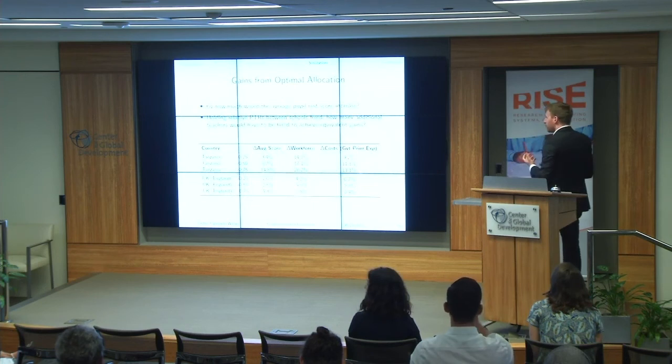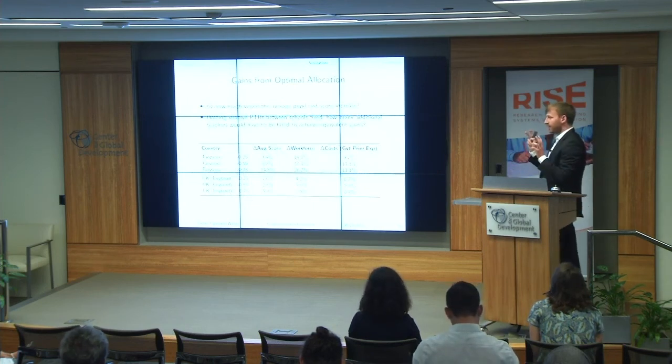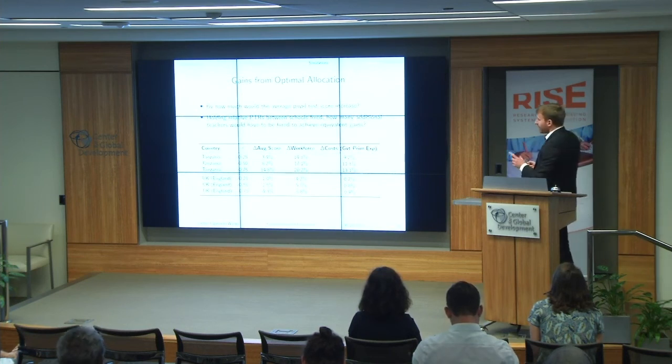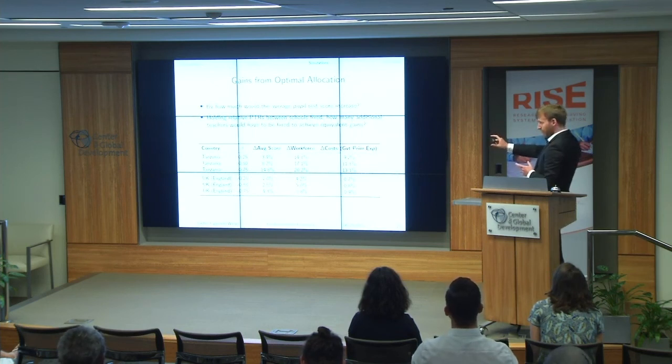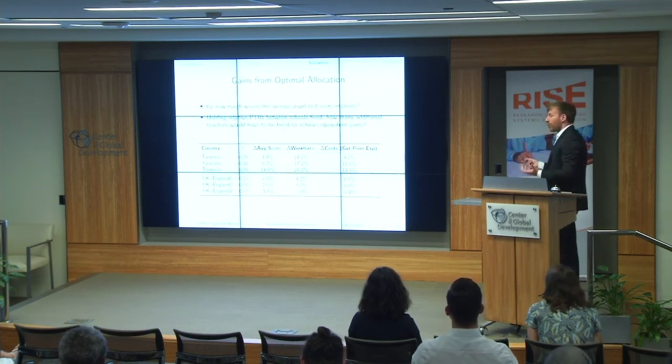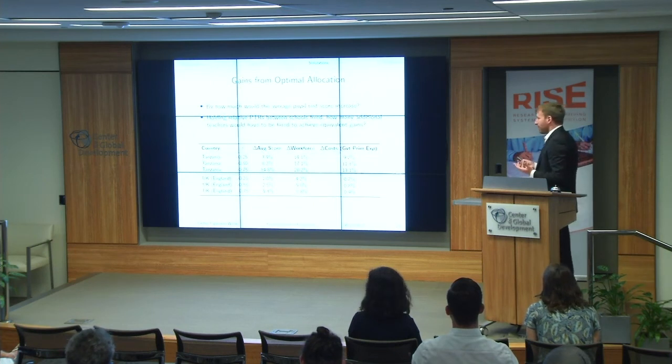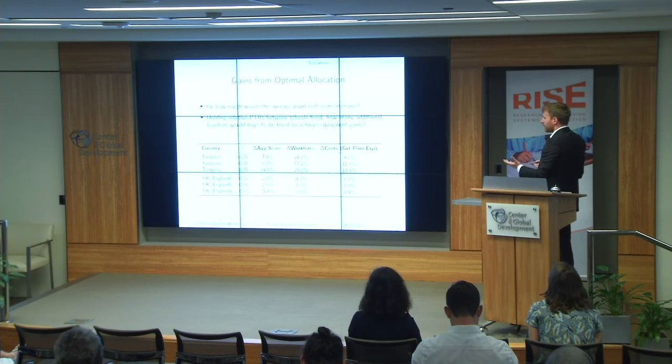So if you compute the gain in the average test score that can be reached by this reallocation, I find that this ranges between 3 and 15% in Tanzania, depending, of course, on how important pupil-teacher ratios are for learning. So I'm varying the beta between 0.25 and 0.75. But you see that the values for Tanzania are much larger than for the UK.